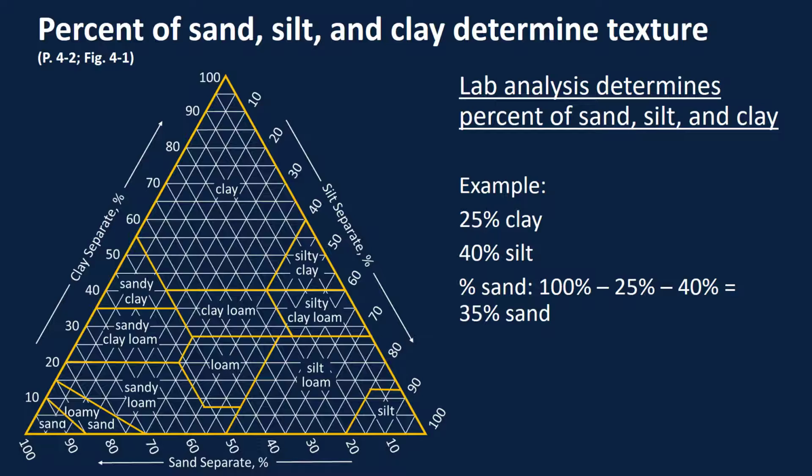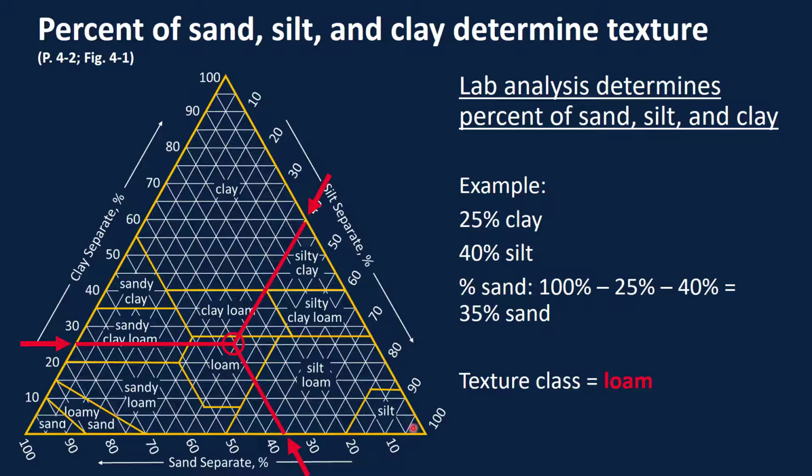So if we want to figure out what texture we have based on our example here, we'd find the clay percentage right here at 25% clay. Then we'd find the silt percent at 40% silt. And then our sand percent, which is 35%. From here, we follow the lines inside until they intersect. And once they do that, whatever box or whatever area that we're in, that's the soil texture class. So this point falls within this box right here. And so this, we would say, is a loam soil.